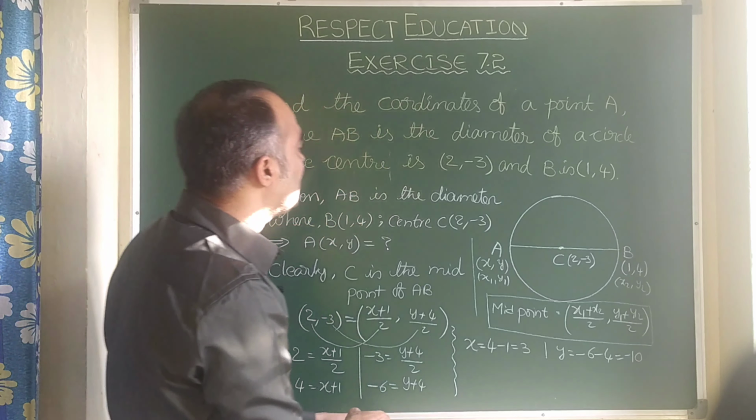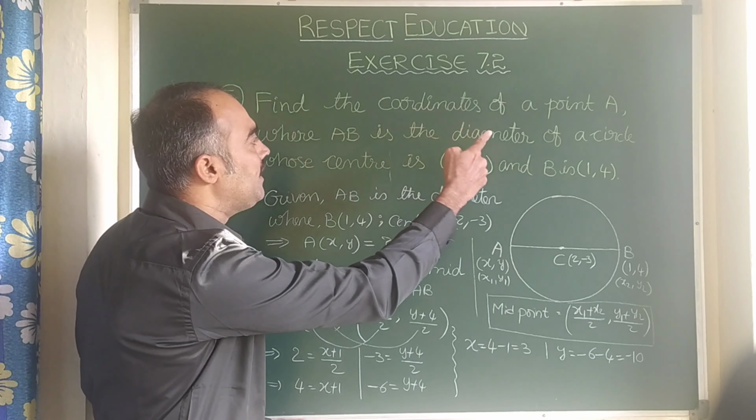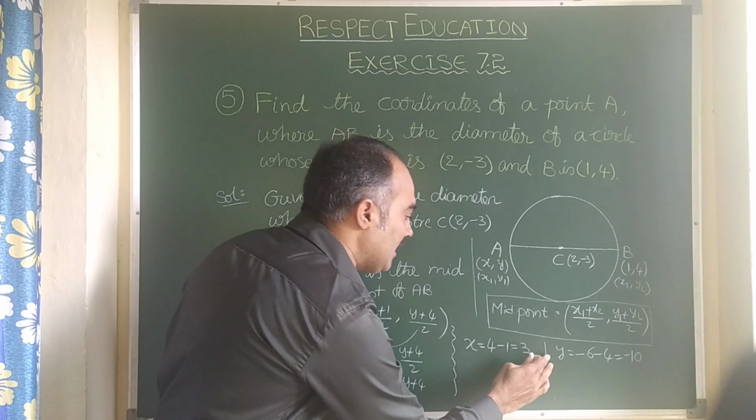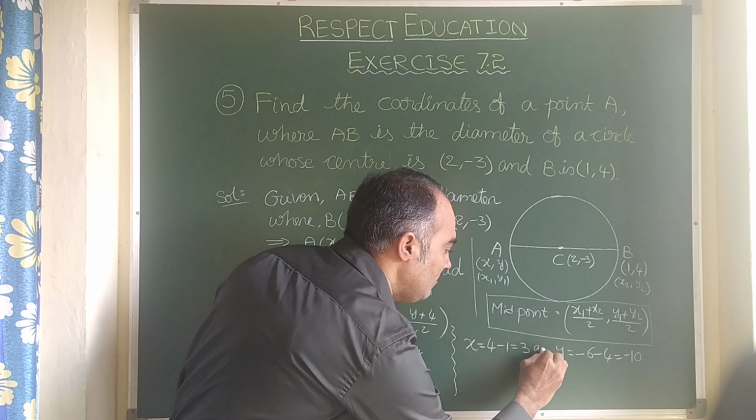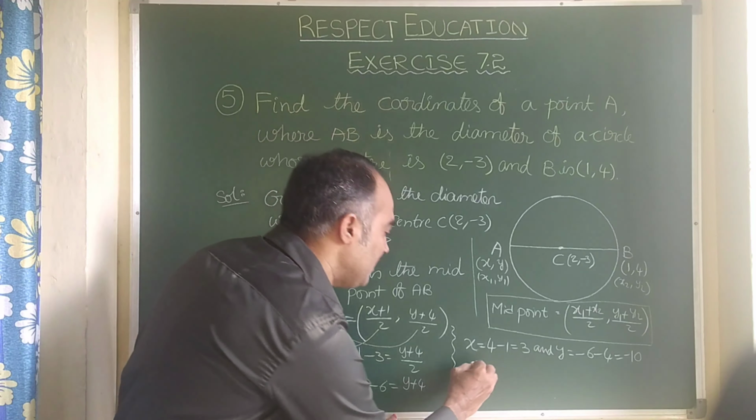In the question, what is asked, you see here: find the coordinates of point A. So we can write that. Here let us write A and D. Now we can write that.